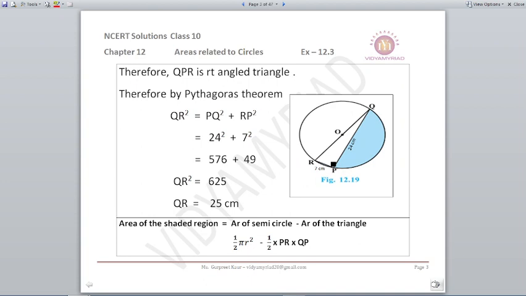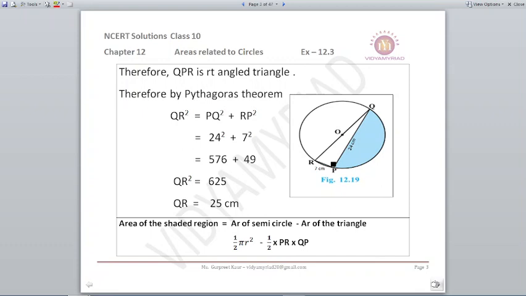Now using the Pythagoras theorem, QR square will be equal to PQ square plus RP square. On solving this, QR comes out to be 25 centimeters. Now in order to find the area of the shaded region, if you look at the semicircle, towards the right side, you see that it's a semicircle. So we can find out the area of the semicircle, and from that if we subtract the area of the right angle triangle, we can get the area of the shaded region.